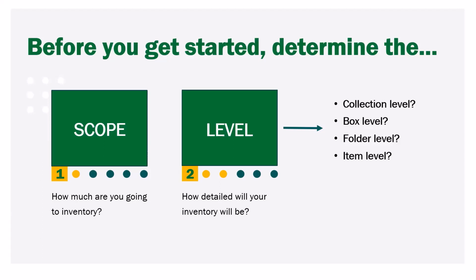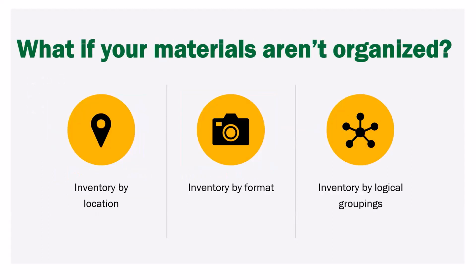Do you want to get even more detailed and inventory at the folder level? In that case, you would have information about every folder in each of those boxes of the Allen family papers. Or do you want to be the most detailed and gather information about every item that you have in that collection?